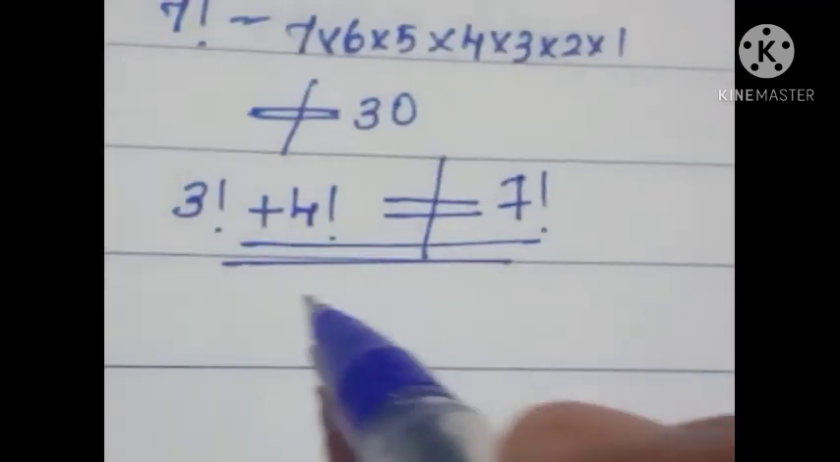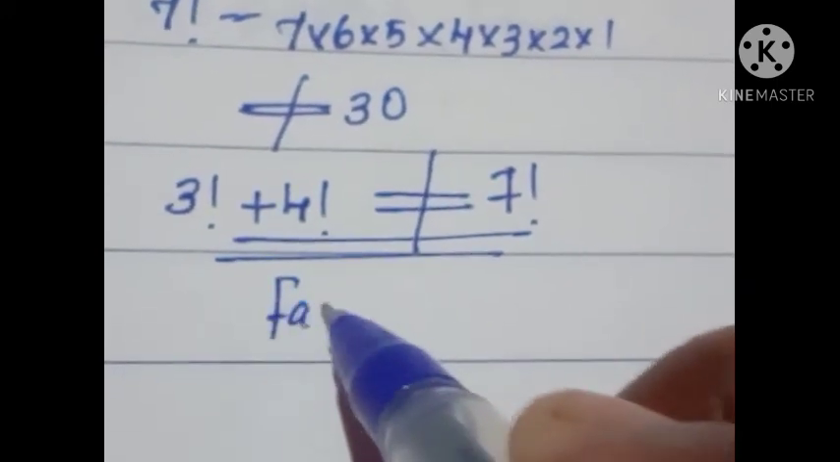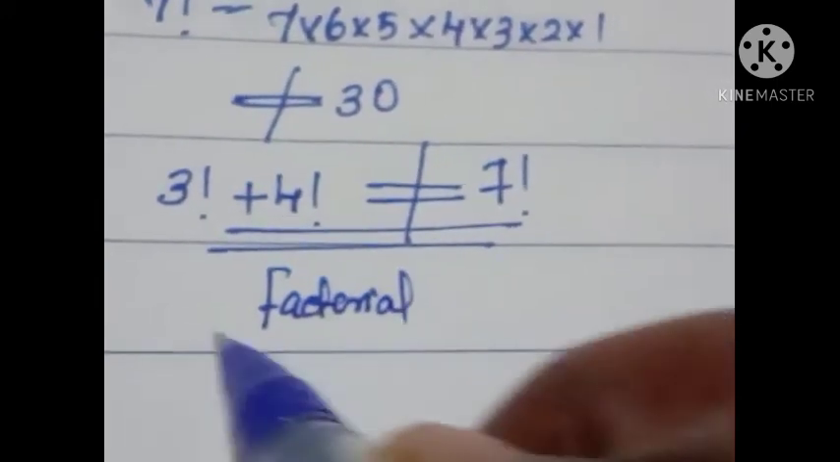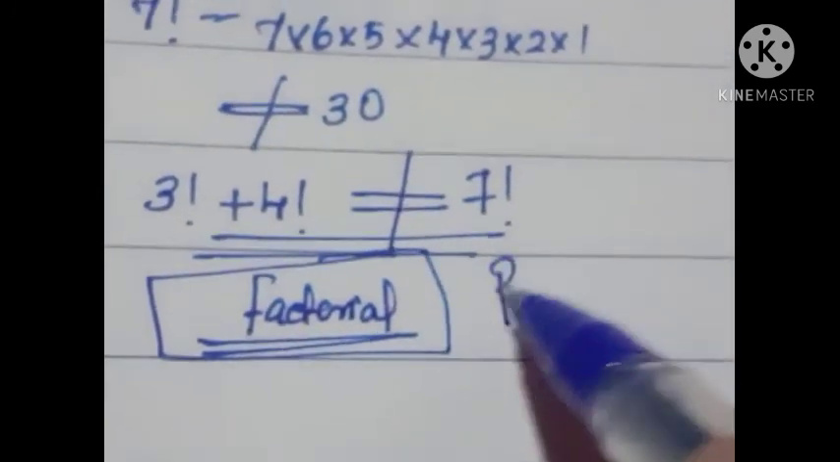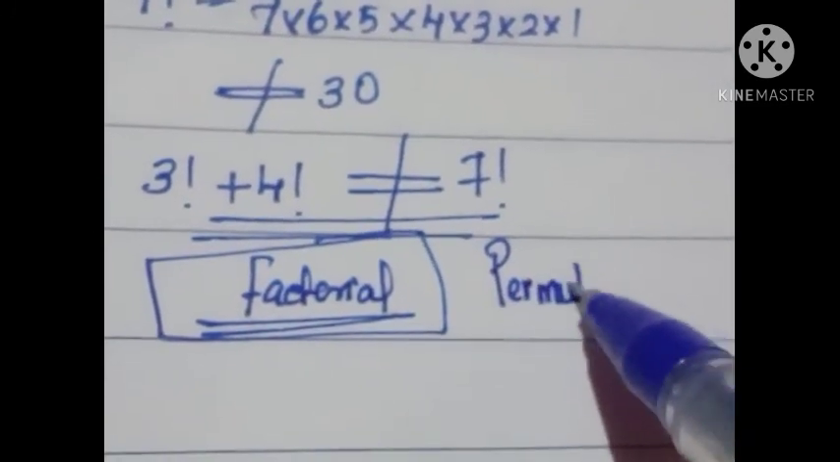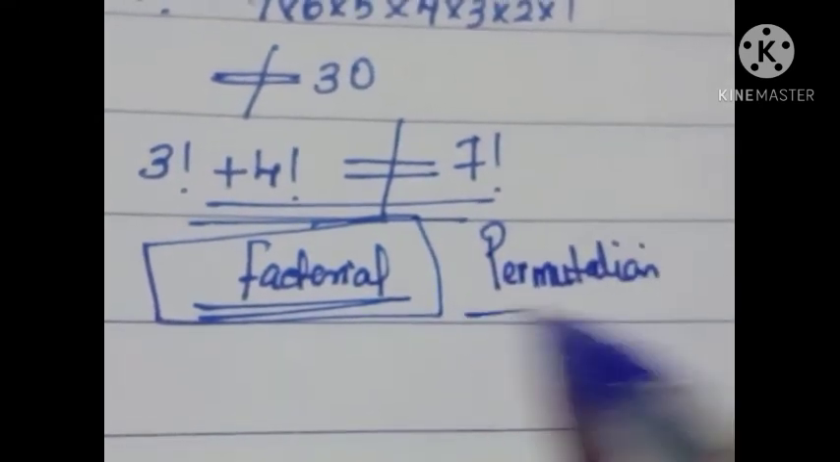So these are factorial notations. Using this factorial notation, we will see how to define permutation.